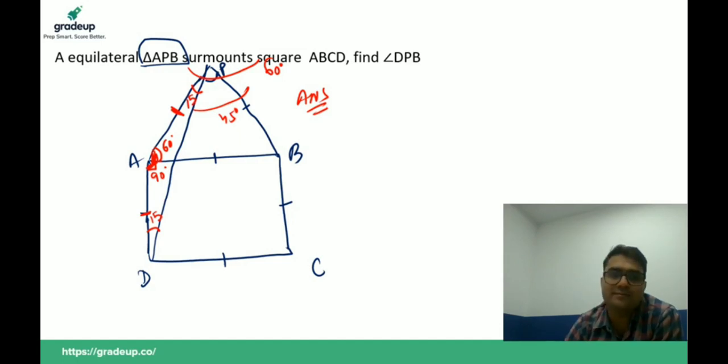This we have to find. DPB, DPB. All right. Now let's move to the next question.